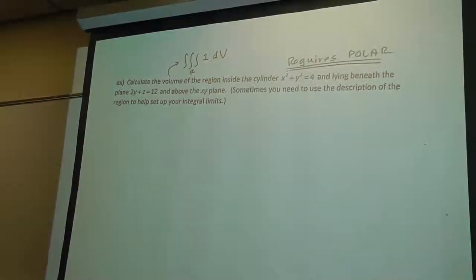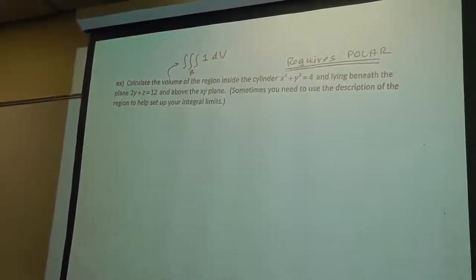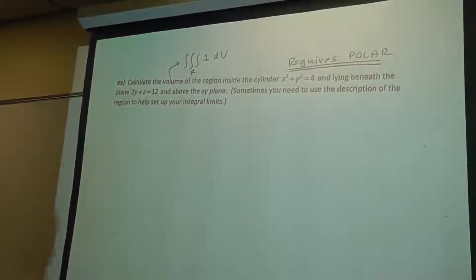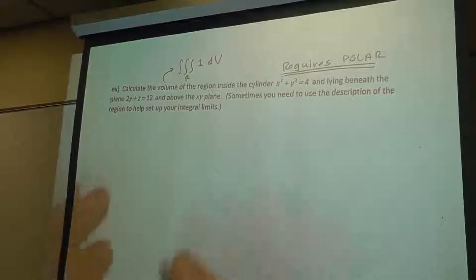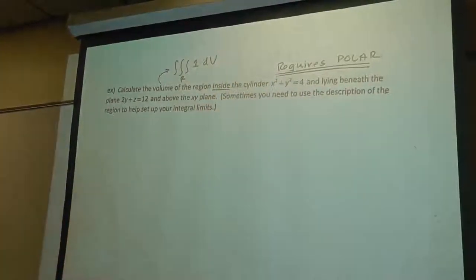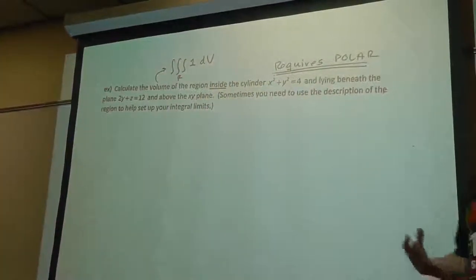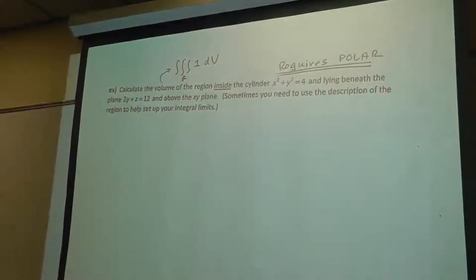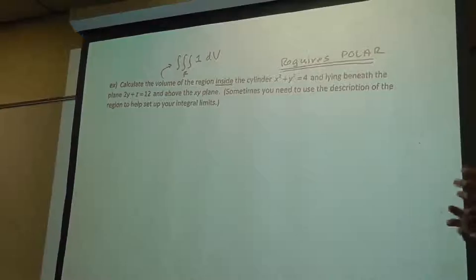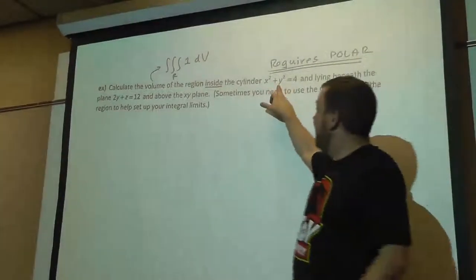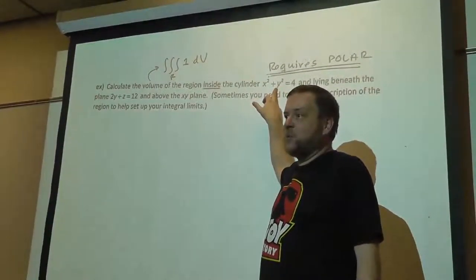So calculate the volume of the region inside, very important preposition here. You're going to know your prepositions like crazy before you leave this class. Prepositions are just locatives. You need as many verbal descriptions to help you locate your positioning and your framework in space. So the region is inside a cylinder. Now, that looks like the circle of radius 2 in the xy plane.